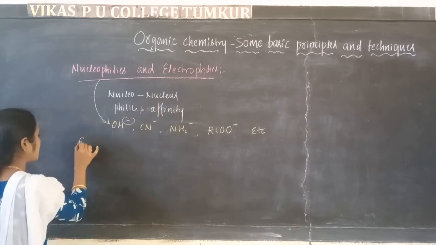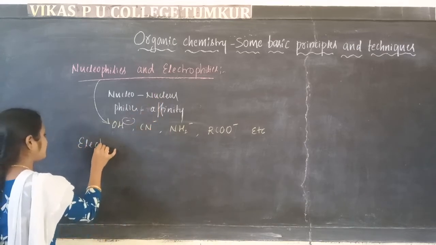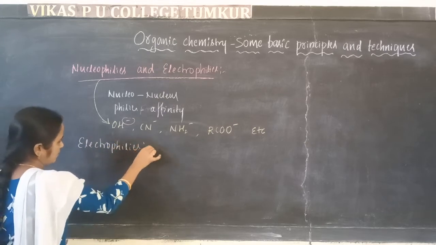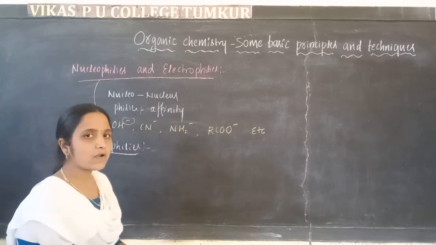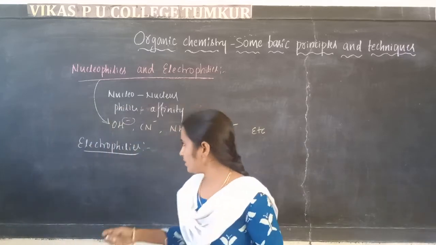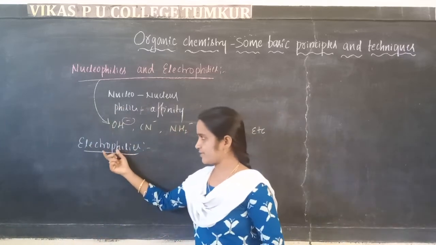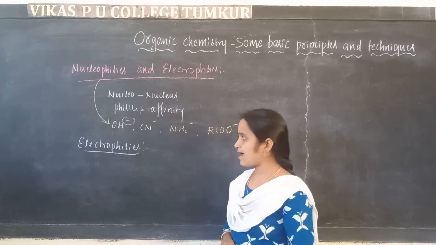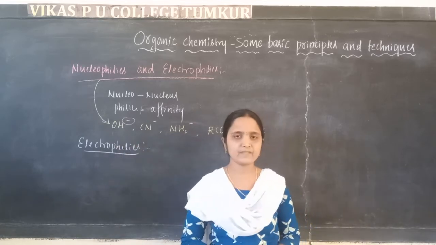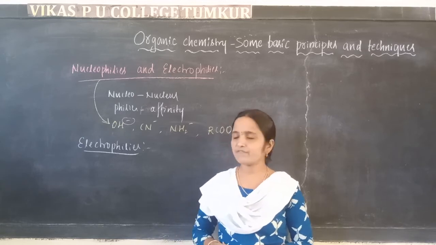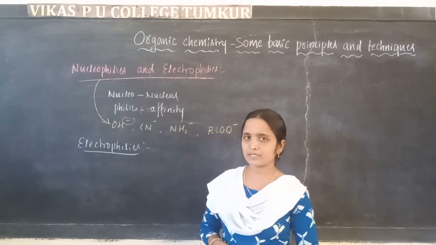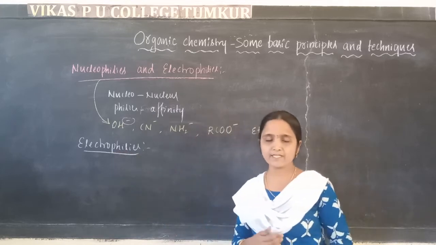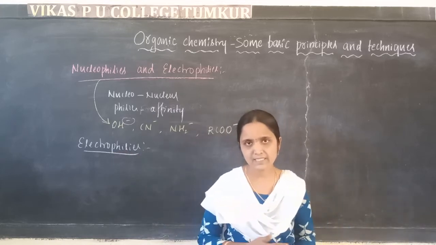Electrophiles means electron loving. The meaning of electrophile is electron loving. That is an electron loving reagent, because these are electron deficient. Since they are electron deficient, they can attach to nucleophiles easily.